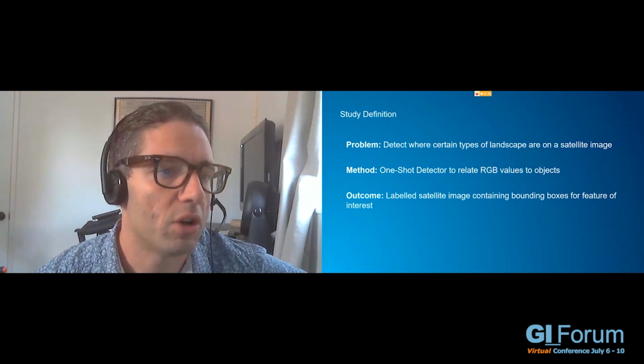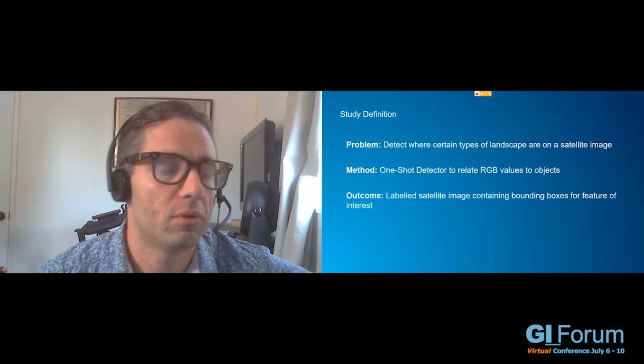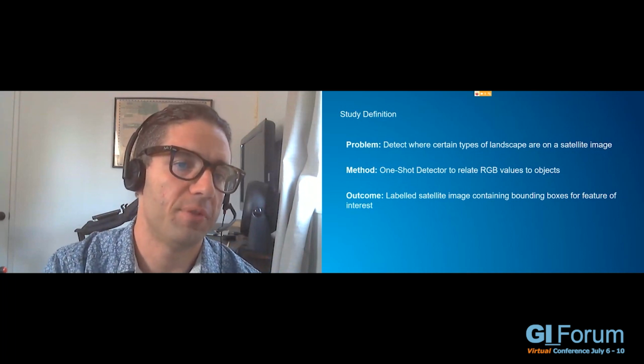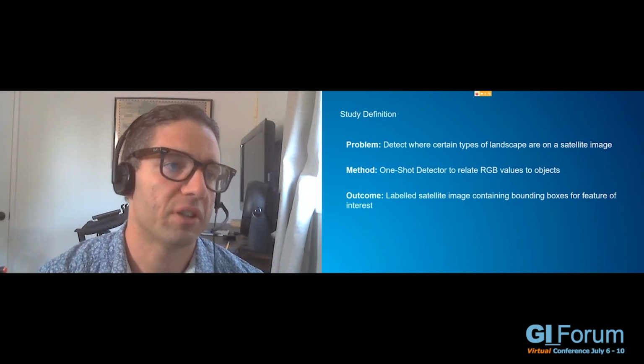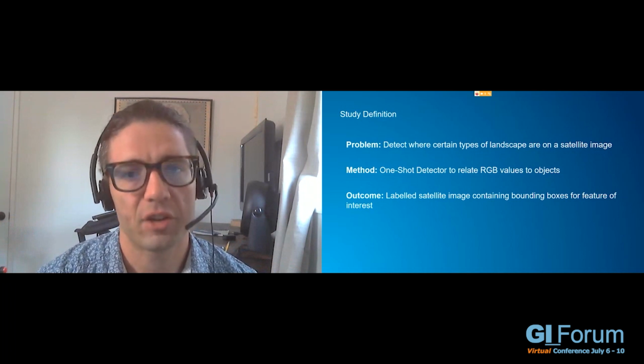And here we use a one-shot detector to form a relationship between the RGB values of the raster and the type of object I'm looking at. So this is basically object detection.